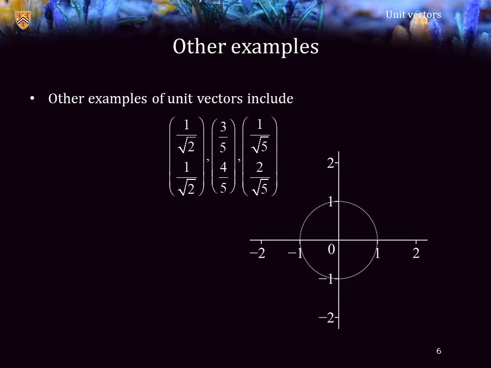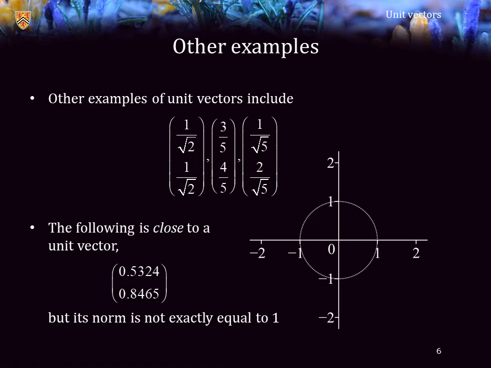Here are 3 more examples of unit vectors, and you'll notice that if you were to swap the entries, such as (4/5, 3/5), it would still continue to remain a unit vector. Similarly, if you were to negate any of the entries, the result is still a unit vector.